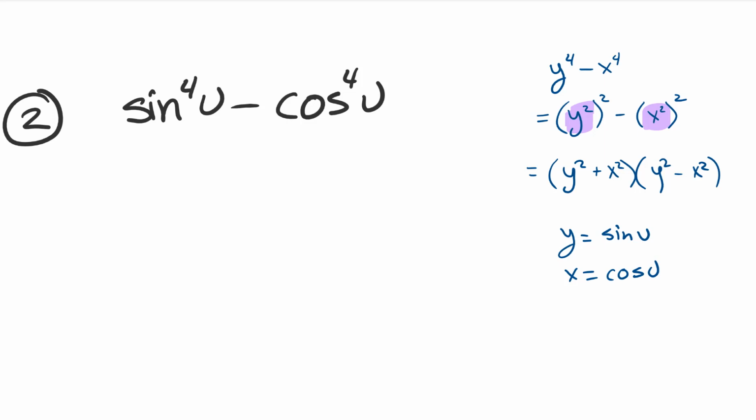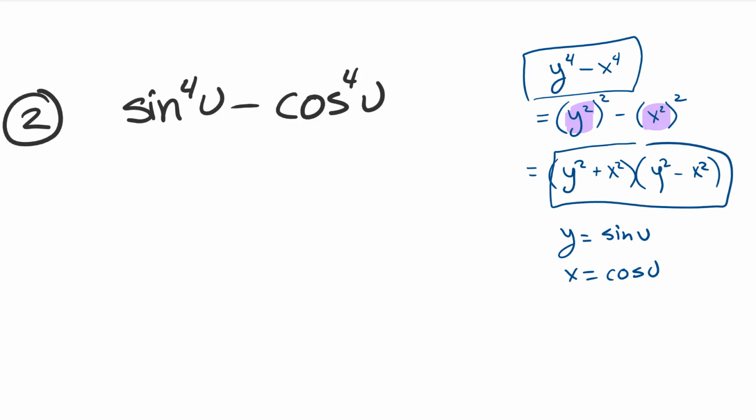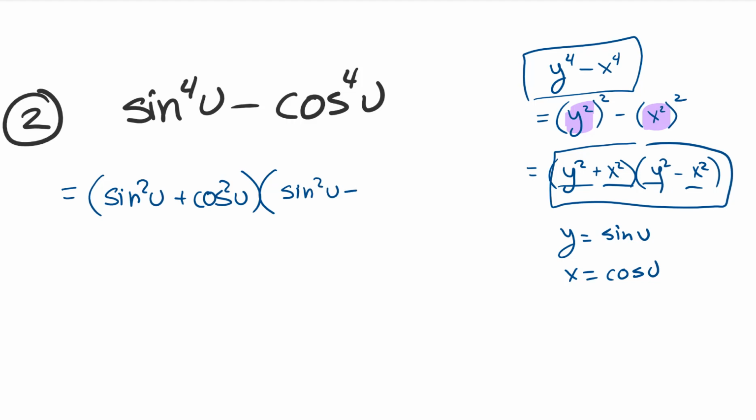So we take y to the 4th minus x to the 4th. That's sine to the 4th of u minus cosine to the 4th of u. And that's going to break down to sine squared plus cosine squared. So let's write this in. It's going to be sine squared of u plus cosine squared of u, times sine squared of u minus cosine squared of u.